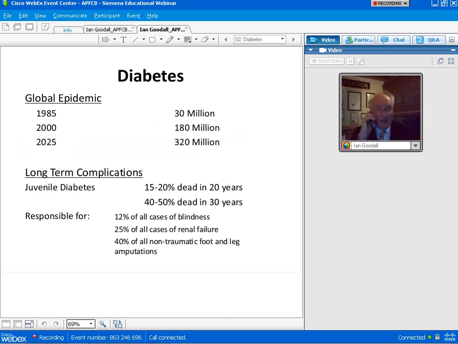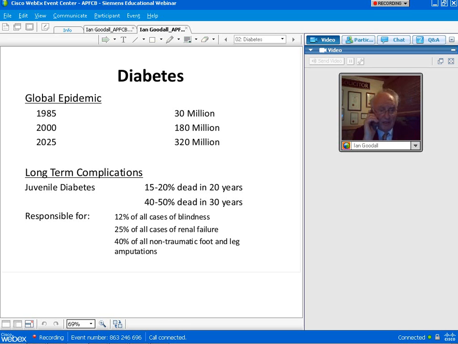The very important things about diabetes are that it's an absolute global epidemic in both developed and undeveloped countries. These are WHO figures. From 1985, when there were 30 million, they've estimated that in 2025, it will be 320 million diabetics worldwide. That's a tenfold increase in 40 years, and it's estimated that diabetes will completely obliterate many of the world's countries in terms of economics, because it'll be so costly looking after the people.